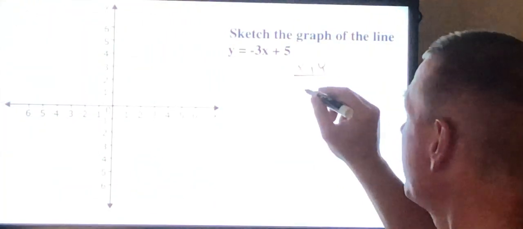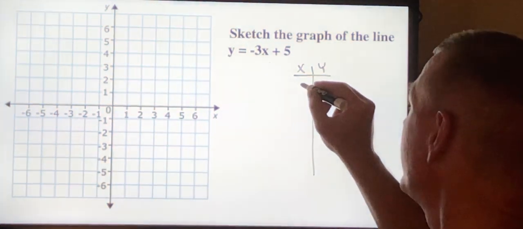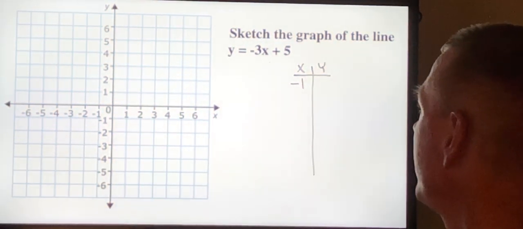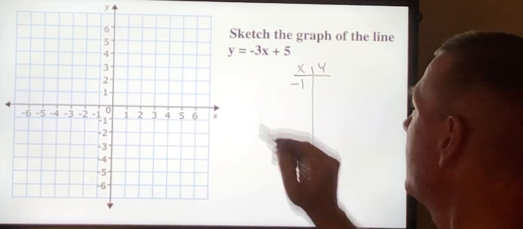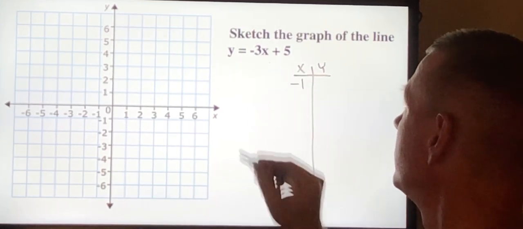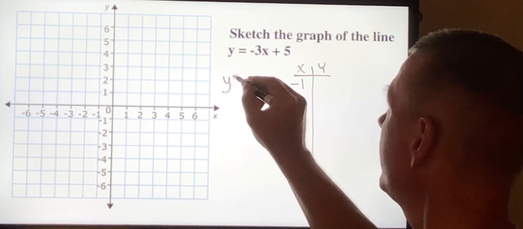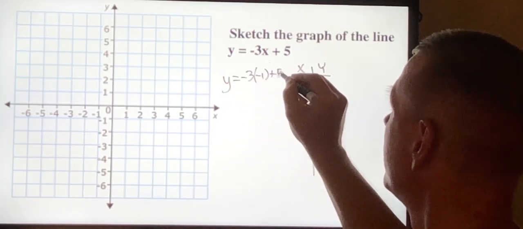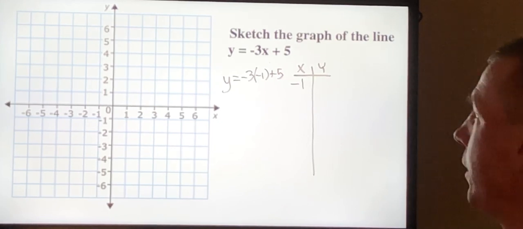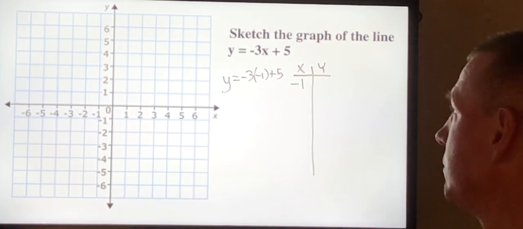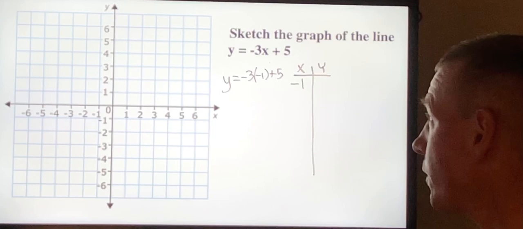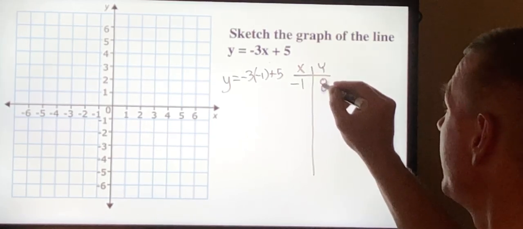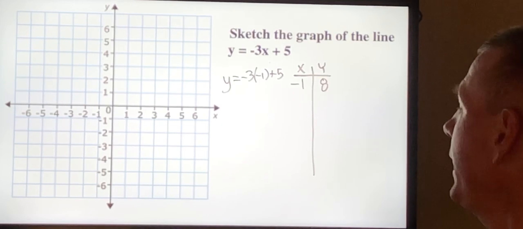So what I'm going to do is start with just the x value. Let's start with a negative value. Let's start with negative 1. Basically, I'm going to take this negative 1 and put it in for x. So that gives me y equals negative 3 times negative 1 plus 5. And when I solve that, negative 3 times negative 1 is 3, plus 5 gives me 8. So one of my points is going to be negative 1, 8.